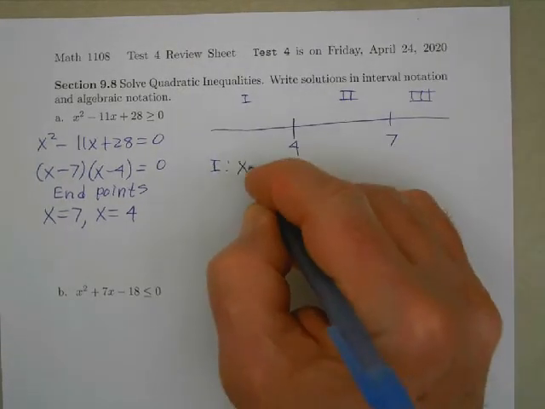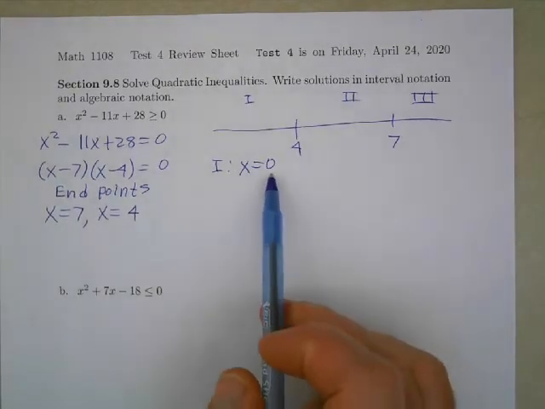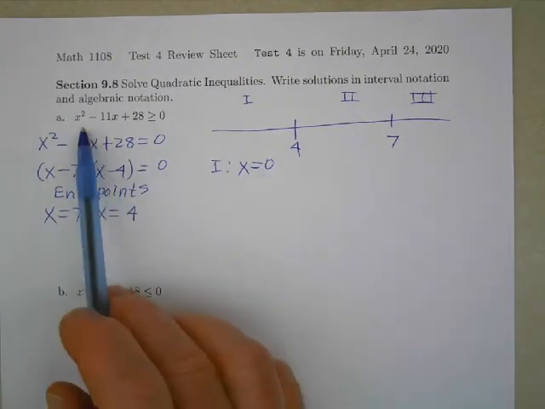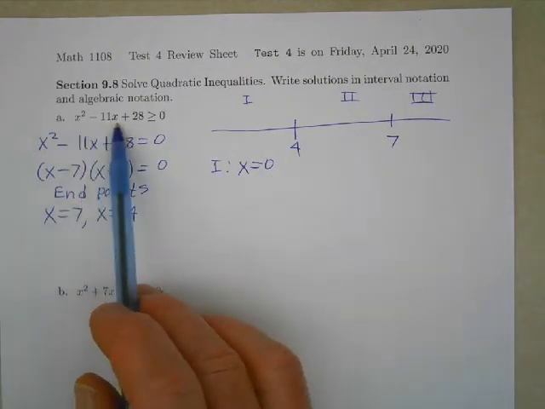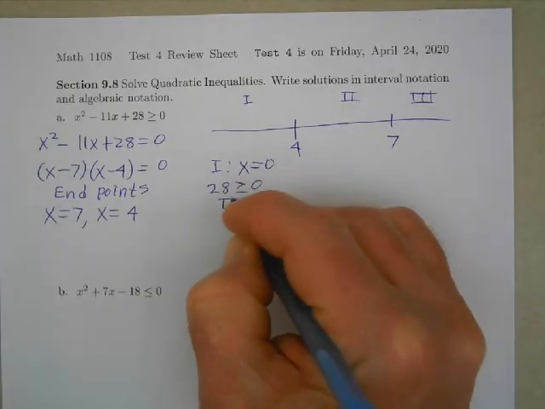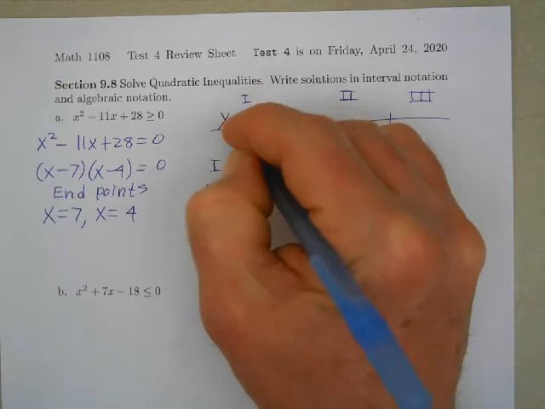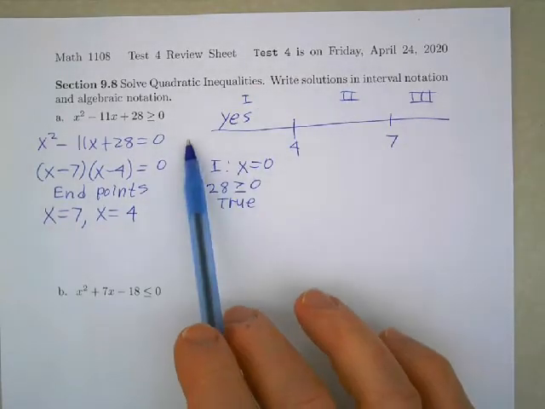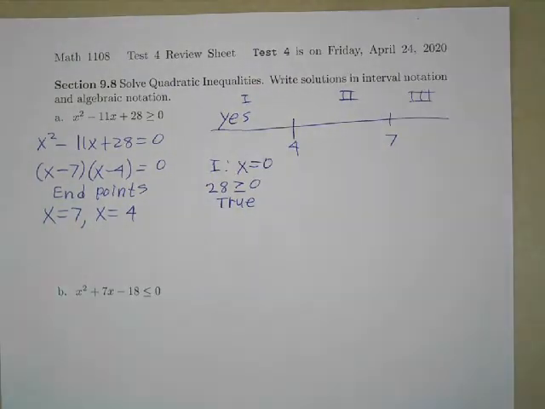So since 0 is in that interval, that's a nice number to work with. And then replace every x with 0, we're left with 28 is greater than or equal to 0. And that is true, so that means all of the numbers from negative infinity up to 4 are solutions.